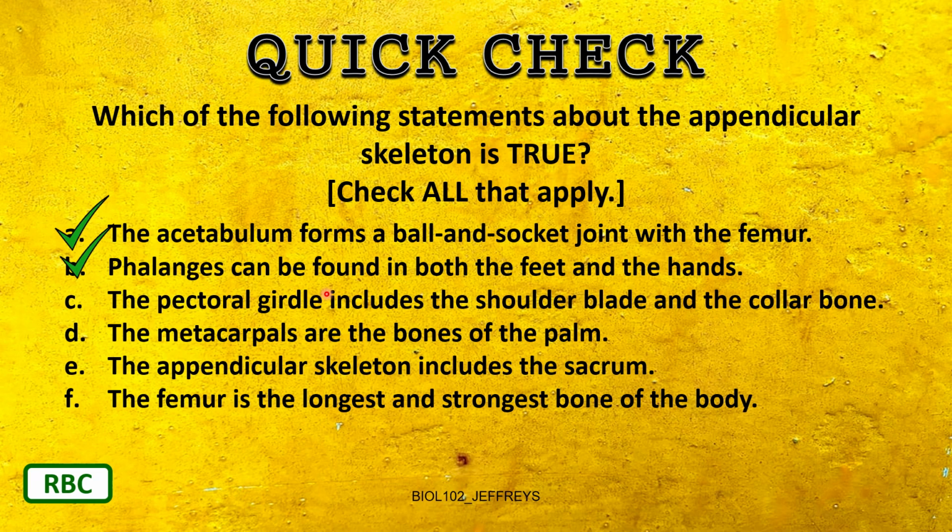The pectoral girdle includes the shoulder blade and the collarbone. So remember that the pectoral girdle, think of pectoral muscles in your chest. The pectoral girdle connects the upper extremity, the arm, to the axial skeleton, and the pectoral girdle is the shoulder blade, scapula, and the collarbone, the clavicle. So we know that's true. The metacarpals are the bones of the palm, as in the palm of the hand. Well, you know that the wrist bones are carpals, and so the metacarpals are the hand bones. So we know that's true.